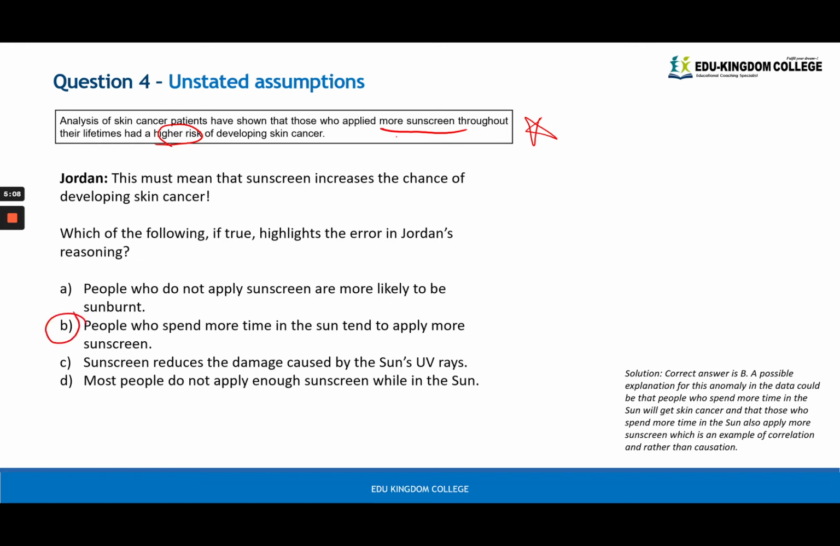It's B. People who spend more time in the sun tend to apply more sunscreen. So even though they are putting more sunscreen on, because they are spending so much time in the sun, they are just at higher risk naturally of skin cancer compared to someone who's at home all day and doesn't even need to put on sunscreen. So that is a possible explanation. That's why B highlights the error of Jordan's reasoning. He has made a causative link, when it's actually a correlation.